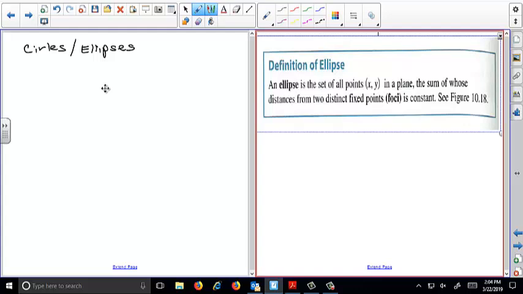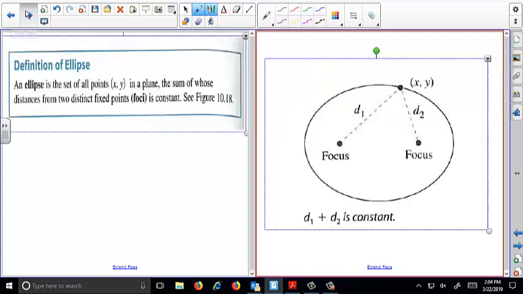Okay, an ellipse is the set of all points x, y in a plane, the sum whose distance from two distinct fixed points called the foci is constant. See the figure. Okay. So here's the figure.